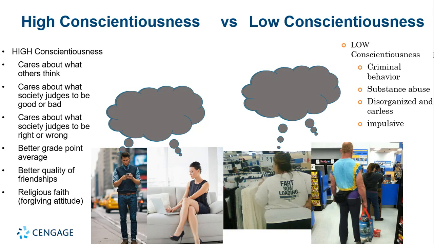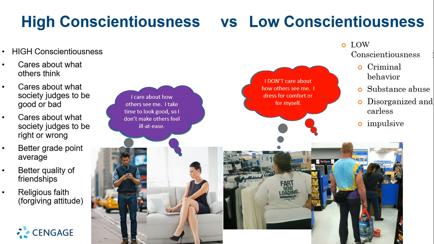Here are some examples. People who are conscientious might say, I care about how other people see me, and so I take time to look good so I don't make other people feel bad or ill at ease. Whereas someone who's low in conscientiousness might think, I don't care how other people see me. I dress for comfort or for myself.